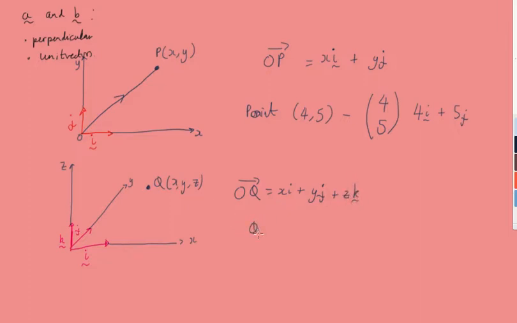And so if Q had actual coordinates 4, 2, 3, the position vector would be written as (4, 2, 3), or 4i plus 2j plus 3k. Now let's do some examples to see this in practice.